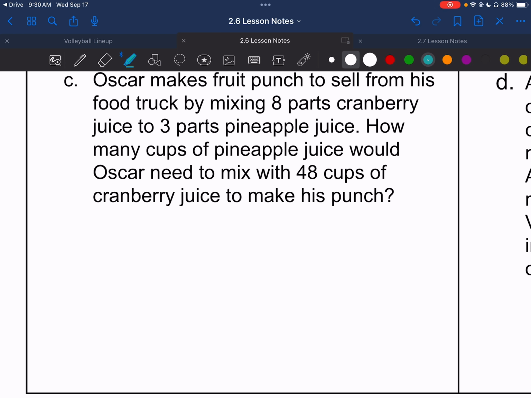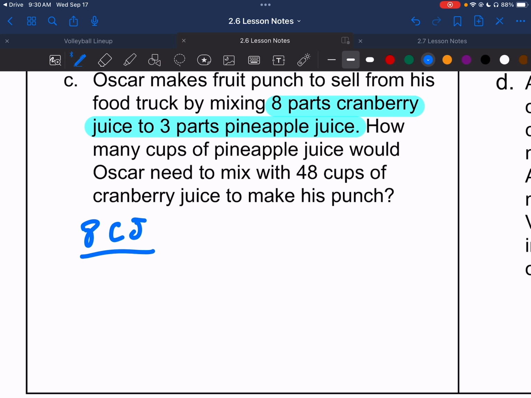Question C. Oscar makes fruit punch to sell from his food truck by mixing 8 parts cranberry juice to 3 parts pineapple juice. How many cups of pineapple juice would Oscar need to mix with 48 cups of cranberry juice to make his punch? So this is one where we can kind of mix and match a little bit. Our relationship is 8 parts cranberry juice to 3 parts pineapple juice. So I'm going to set up my first fraction, and it's 8 parts cranberry juice over 3 parts pineapple juice.